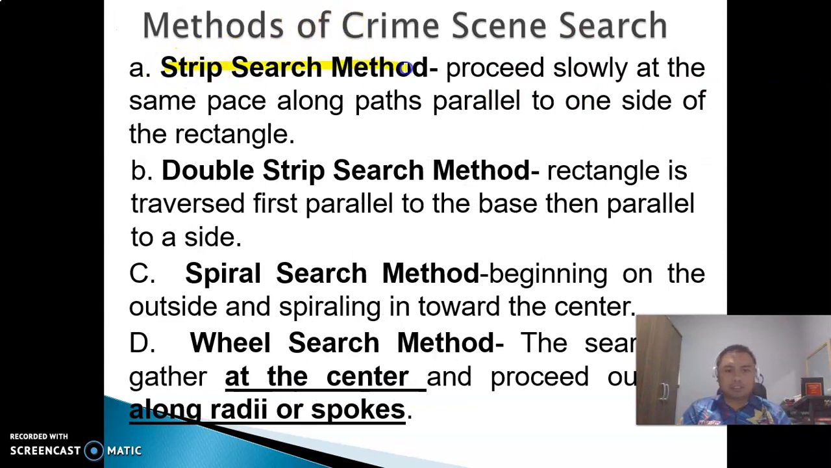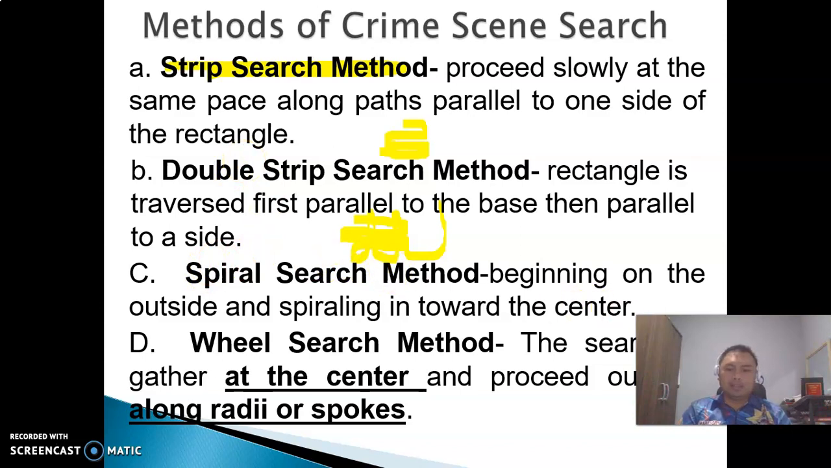We have strip search method. Proceed slowly at the same pace along paths parallel to one side of the rectangle. So, ganun lang yan. The strip method. Yung double strip method naman, the rectangle is traversed first parallel to the base, then parallel to the side. So, pag ganun yung una, tapos pag ganun naman, double strip. Okay? Or that's also grid method. Double strip is also grid method yan.